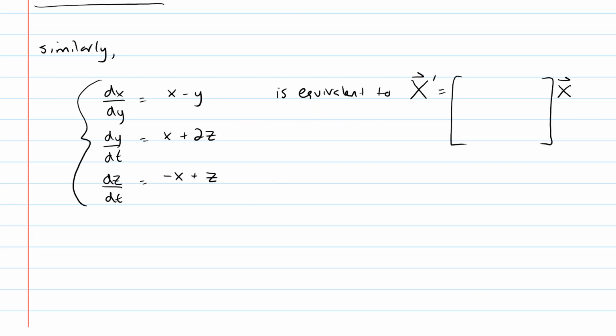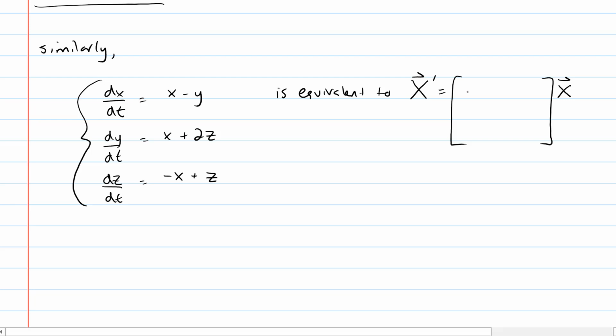Similarly, I've just written out another example. We can see that we've got a system where dx, oh, that should be a t. Oops. Let me fix that. Where dx dt is equal to x minus y, dy dt is x plus 2z, and dz dt is equal to minus x plus z. And we can rewrite it in matrix form. I'm just going to fill in the entries here.